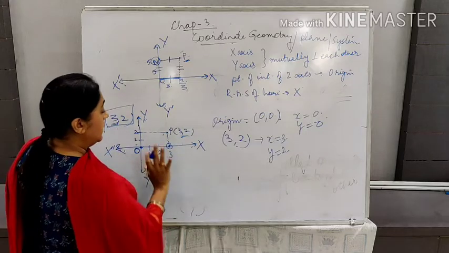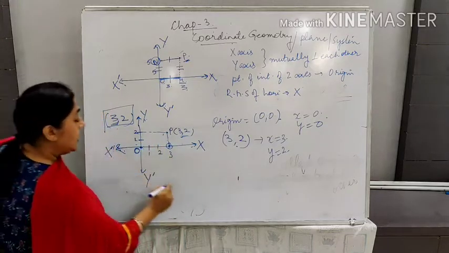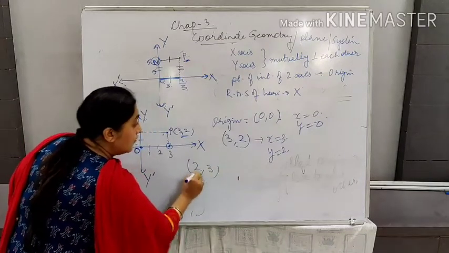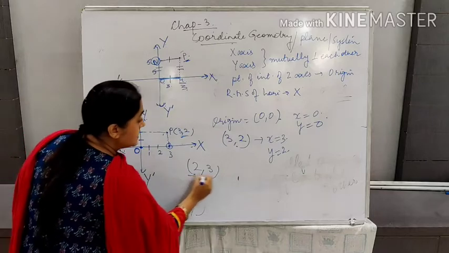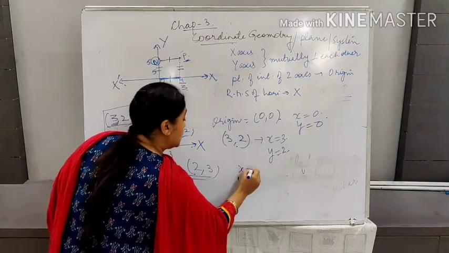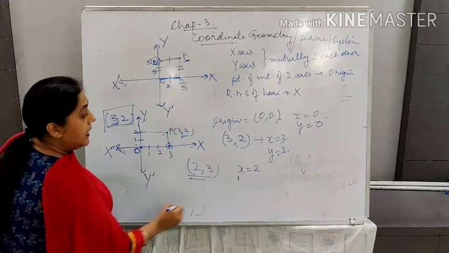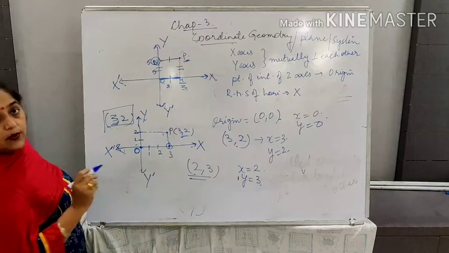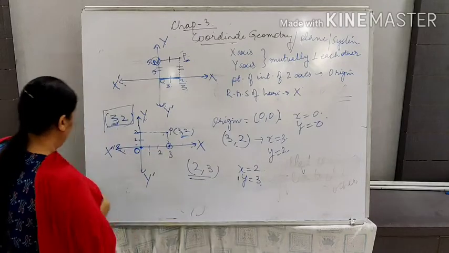Similarly, I am talking about the positive side right now. If I want to locate 2, 3, what do you mean by 2, 3? This is called an ordered pair. So 2, 3 means x is equal to 2 and y is equal to 3.